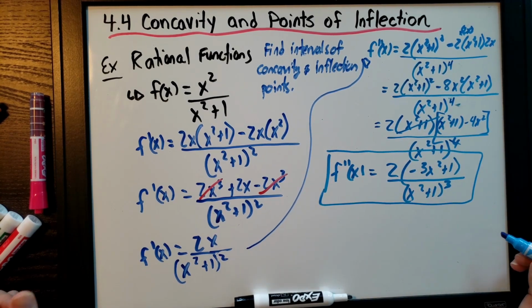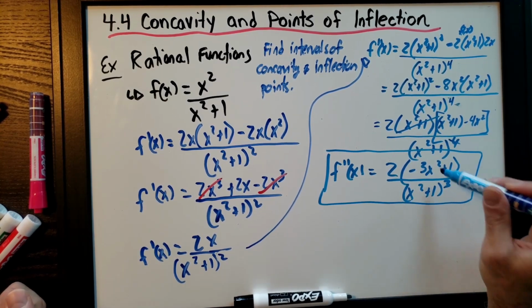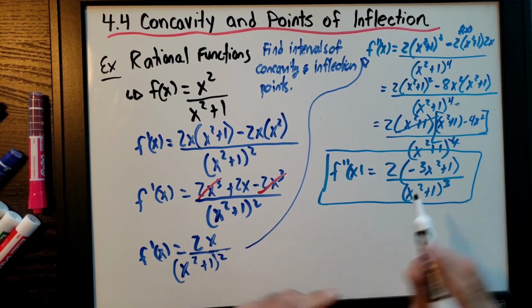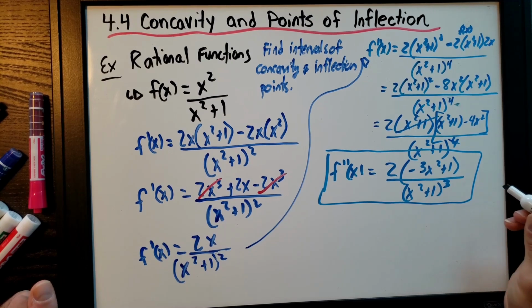Right, we want to find out when the second derivative is 0. So we just look at the numerator. When will the numerator be 0? No problem. So we set negative 3x squared plus 1 equal to 0.